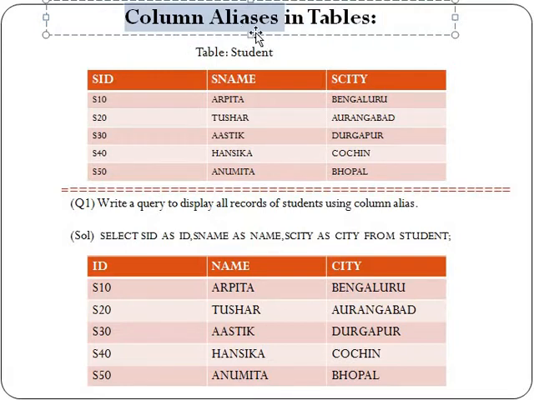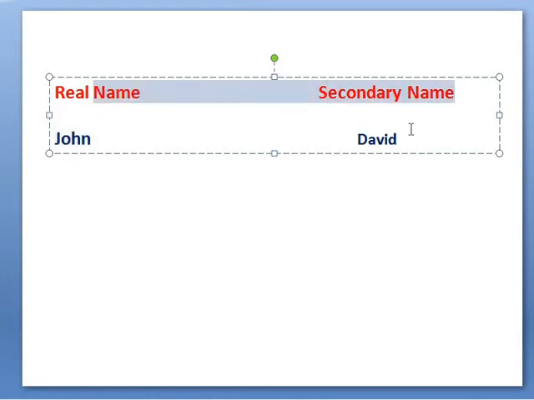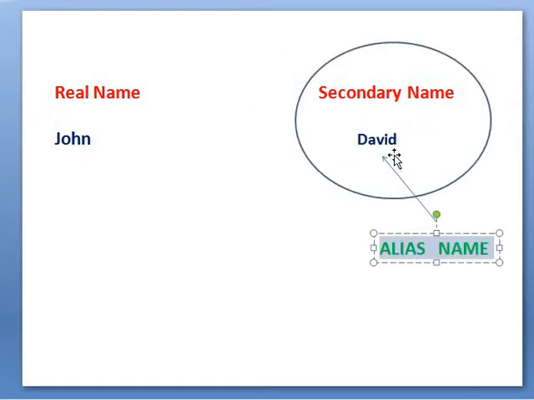Before I start with column aliases, you should know in simple English what an alias means. In English, an alias can be another name for a person. Say, for example, there exists a person by the name John. John denotes the real name of the person. Now if this same person John also has a secondary name, David, then David will become the alias name for this person named John.